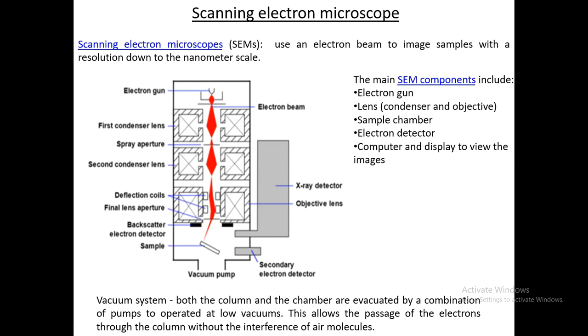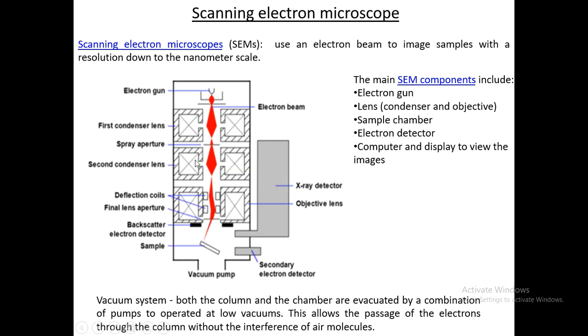If the filament is tungsten, then the electrons are emitted. You can see here the filament is heated to a temperature of around 2700 degrees Kelvin, and the electrons are emitted from the filament. The electrons produced are accelerated down and pass through a combination of lenses and apertures to produce a focused beam of electrons which hits the surface of the sample.